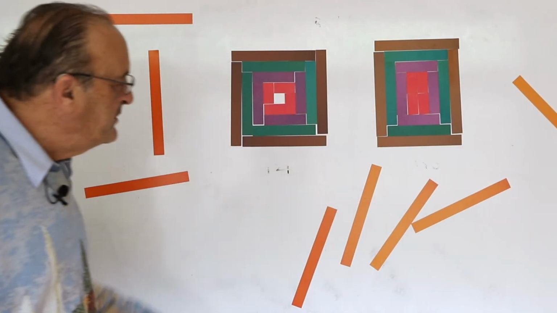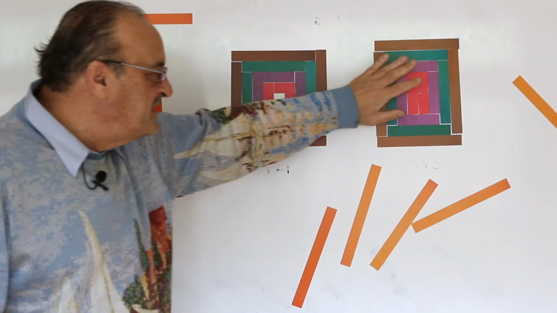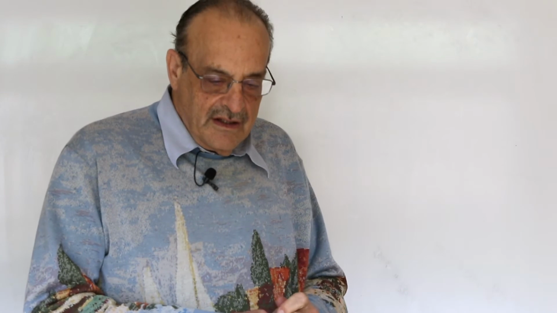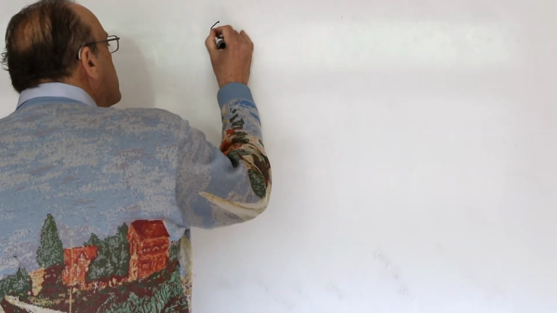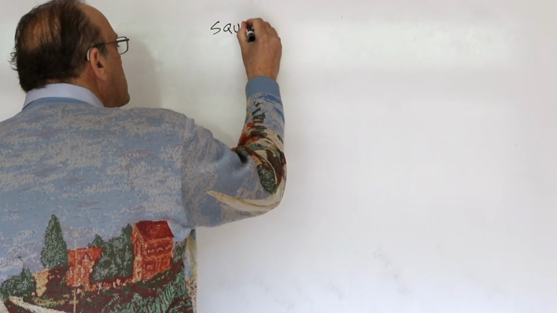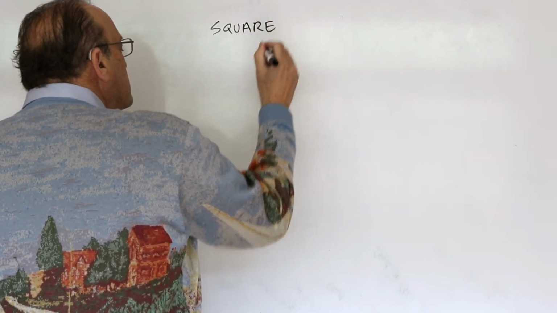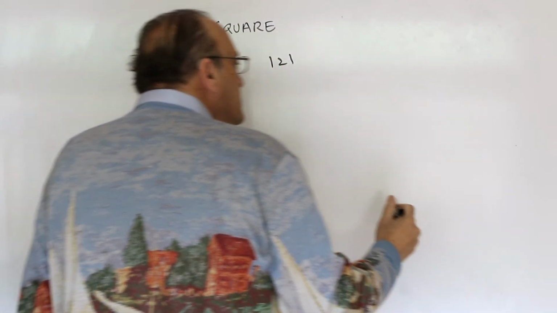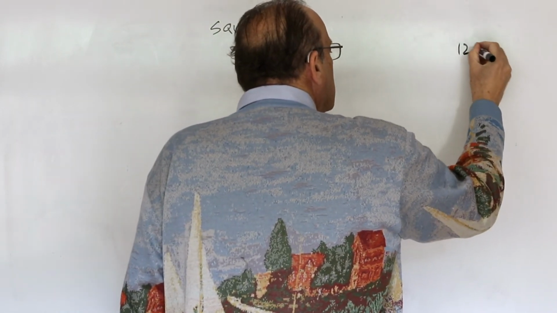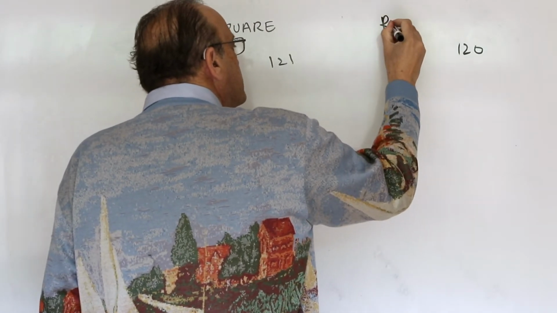Now do it again. Find how many whites it takes to cover up this, and find how many whites it takes to cover up this. The students end up making a table on a piece of paper. So for the square, their first result was 121. And for the rectangle, it was 120.